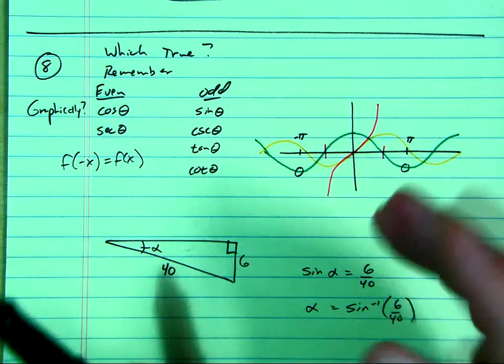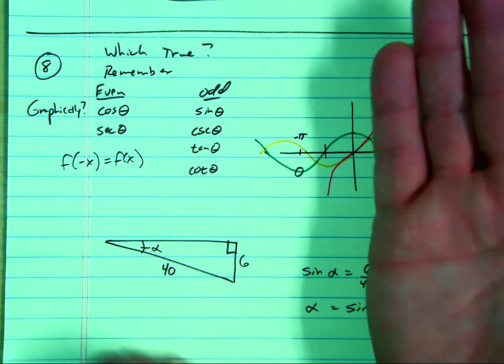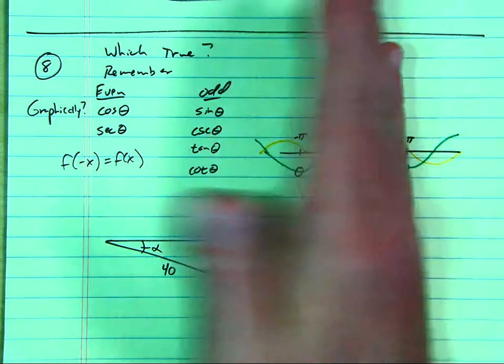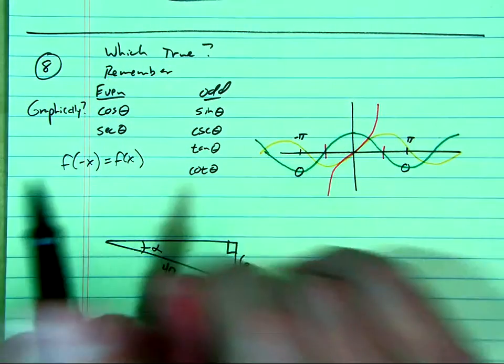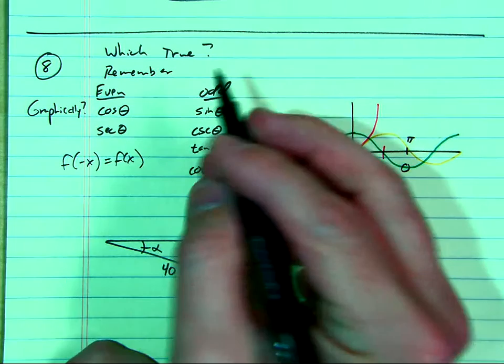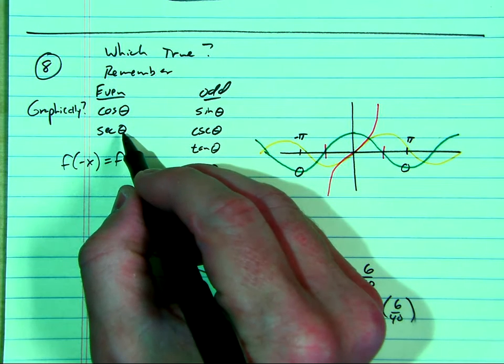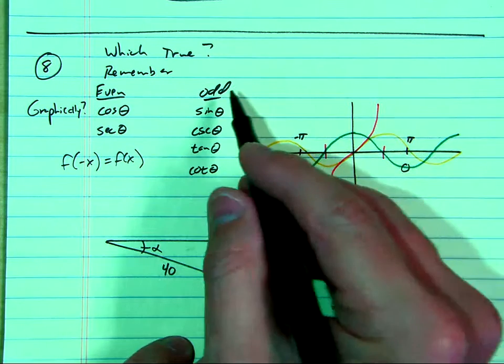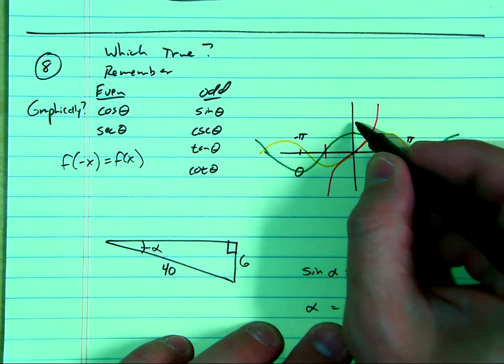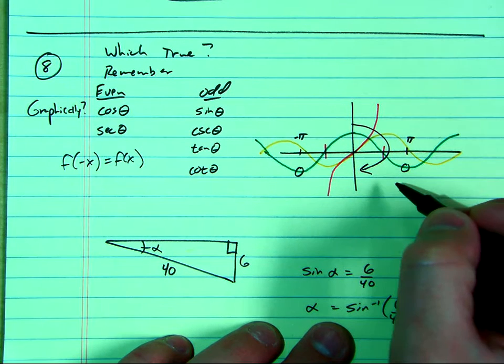Another way you know it's even: cosine functions can be reflected over the y-axis. Look at the green function. If you reflect it over like that, that's how you know it's even. So cosine and its reciprocal, secant, are the only functions of the 6 that are even. The others are odd because they have a 180-degree rotation around the origin.